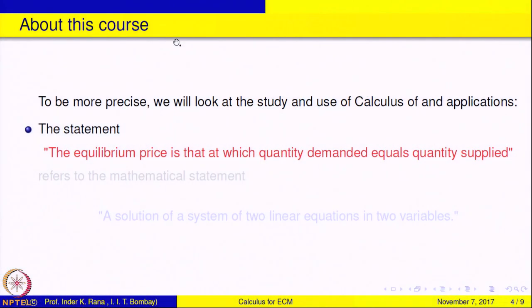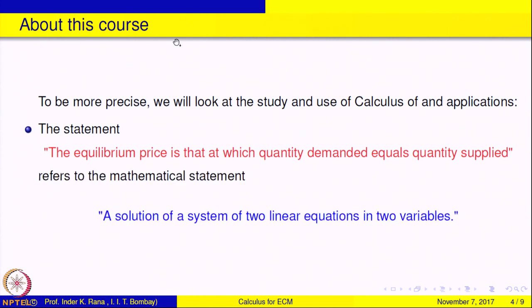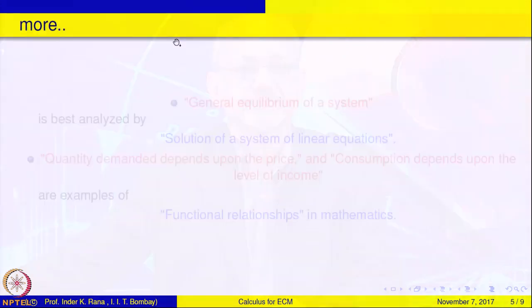For example, to be precise, a statement like equilibrium of prices, at which the quantity demanded equals the quantity supplied, is how it is defined in economics, and in mathematics that will refer to a solution of a system of two linear equations in two variables. General equilibrium in economics is best analyzed by looking at a solution of a system of linear equations in mathematics. Of course, these fall under the category of linear algebra. So, we will not be dealing much with it, but I am just giving you a brief outline. As and when we use them, you may have to read a bit of linear algebra also.